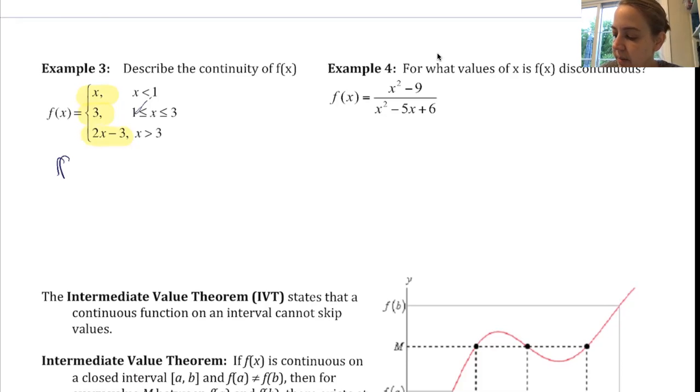All right, I'll try again. f of 1, I'm going to put it in that first piece, that x piece. So f of 1 is equal to 1. That's kind of the left-hand side. So it's not really f of 1. I'm not loving my notation, but that's what we're going to go with.